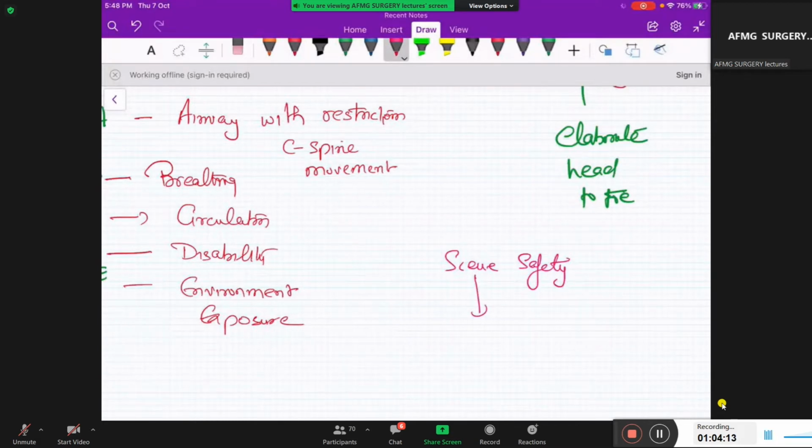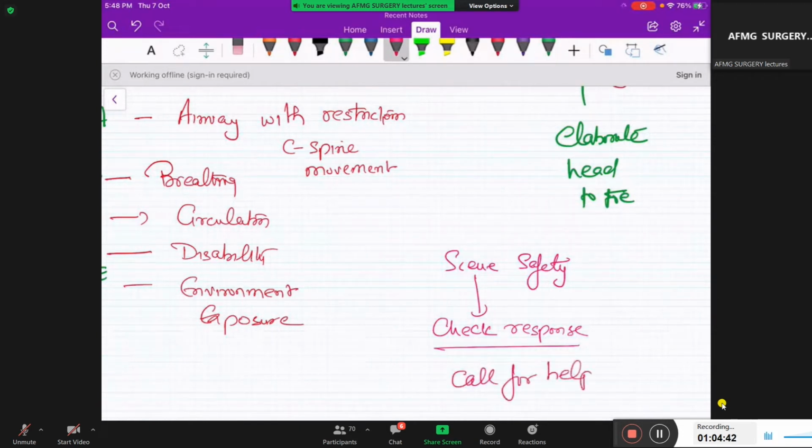After scene safety, what will you do? We have to check for the response. And if the patient is not responding, you are not Rajnikant or Bahubali that you will be able to do everything all alone. You will need help. So then call for help. 911 is for US.